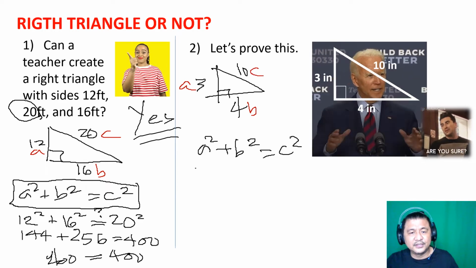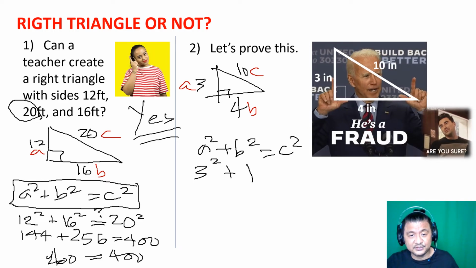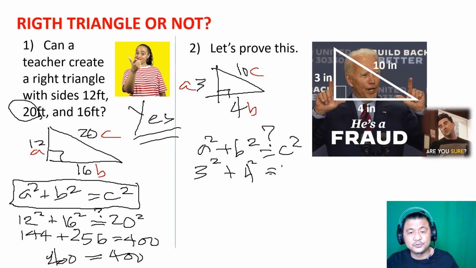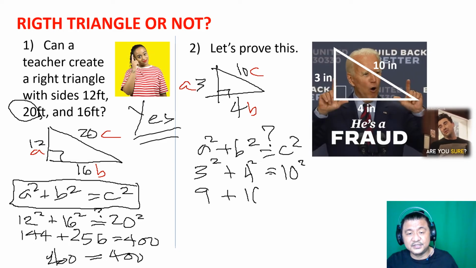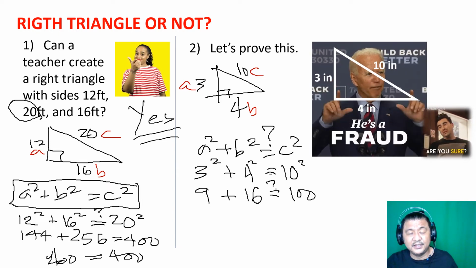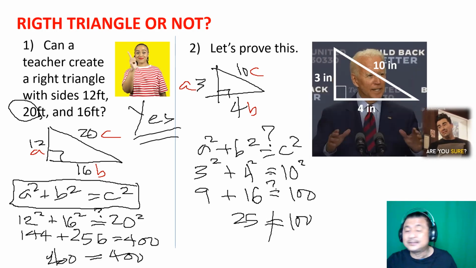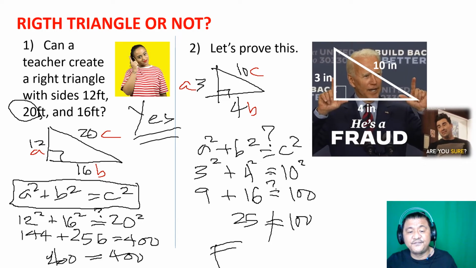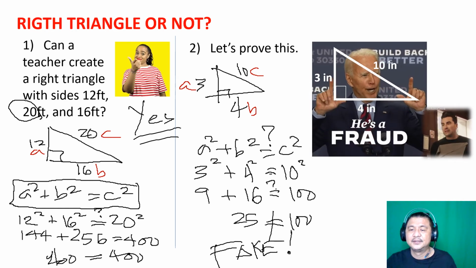Let's write 3 squared plus the B is what number? 4. Yes, 4 squared. Is it equal to, let's put a question mark first, 10 squared? All right. 3 times 3 is 9. 4 times 4 is 16. That's the square made from those sides. Is it equal to 100? Question mark. This is 25. It is not equal to 100. It cannot be. They have to be equal. So it is really a fake, a fraud, a bootleg. Biden is right.